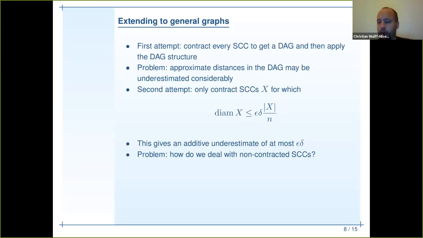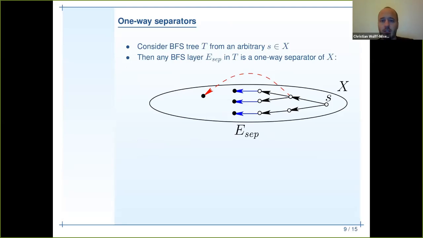But the problem now is we have some SCCs that we cannot contract. So how do we deal with them? So first, let me just describe something I will call a one-way separator. So let's look at an SCC X and pick some starting vertex S and grow a BFS tree from S. Now pick any BFS layer, let's call that E_sep, so these blue edges here. If you remove these blue edges, then there cannot be any edge going from the right-hand side to the left-hand side over here, because it's a BFS tree. So that's what I mean by a one-way separator, there cannot be edges of this type here, these red edges here.